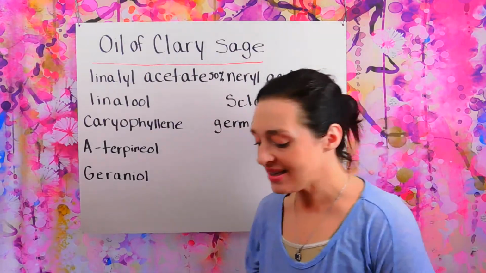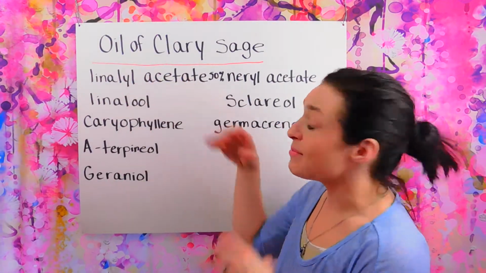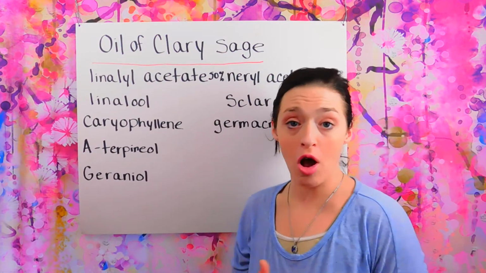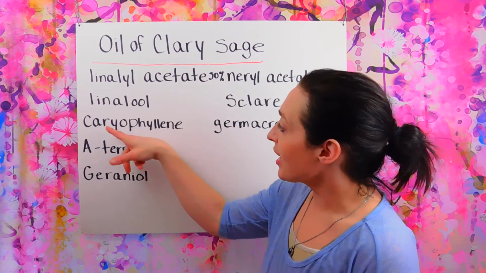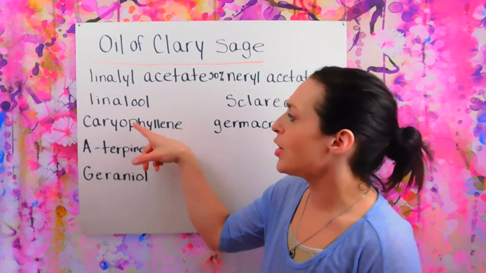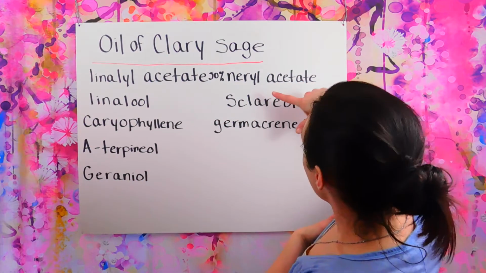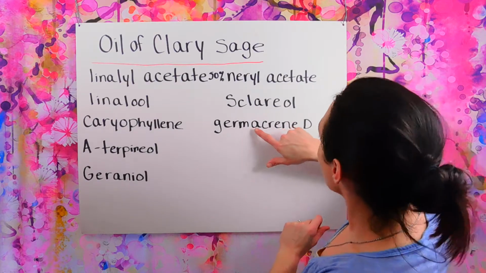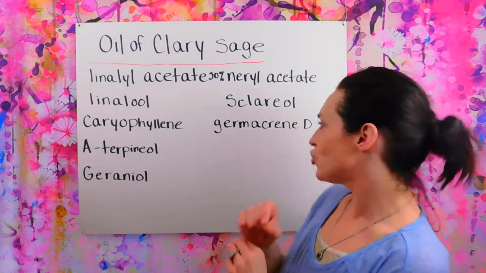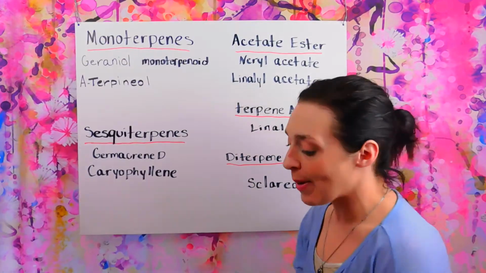And last but not least, our third one today, oil of Clary Sage. Linalyl acetate makes up about 50% of the overall constituents of the oil of Clary Sage. And then we have linalool, caryophyllene, alpha-terpineol, geraniol, and then we have neryl acetate, sclareol, and germacrene D. Let's break them up into their proper categories.